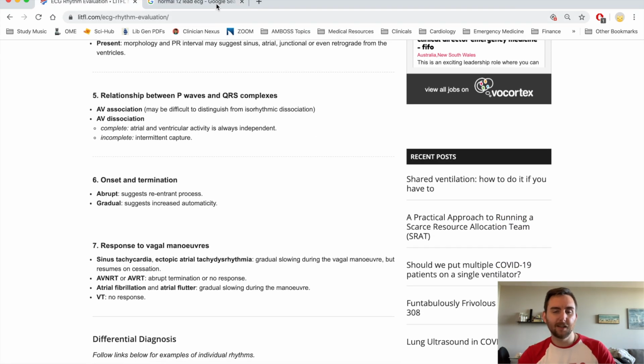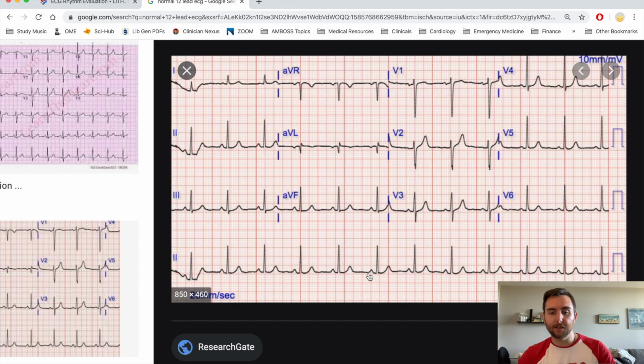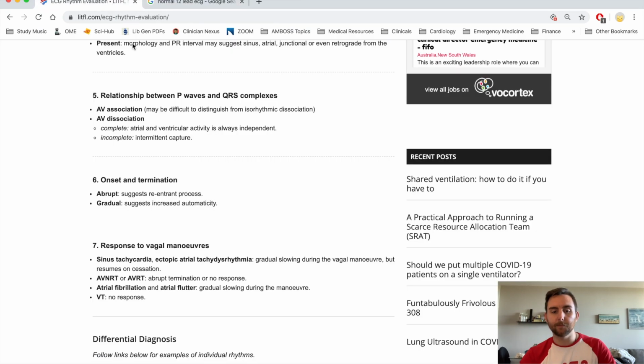Onset and termination. One thing you could think about is, let's say that you have these nice regular beats and all of a sudden there's a pause. That's probably a problem. But looking at this, there's no pauses at all. It looks nice and regular, and there's nice P waves, there's nice narrow QRSs, there's nice T waves that aren't too big or small, they're not flipped or anything. So far, so good. So that's really it for rhythm.